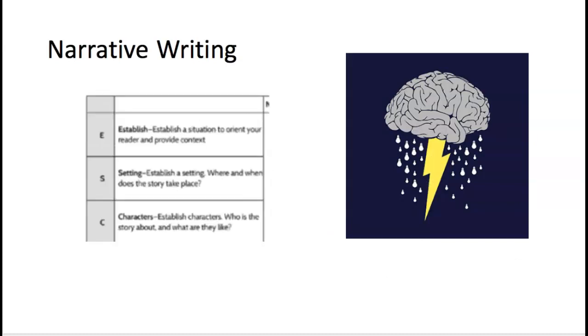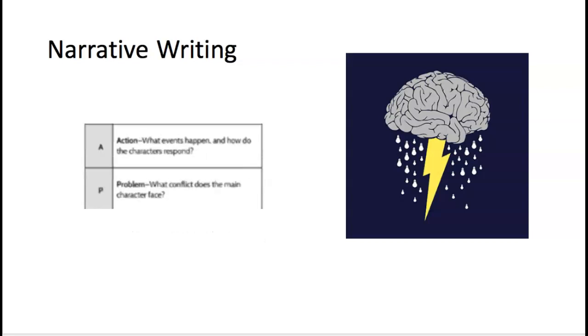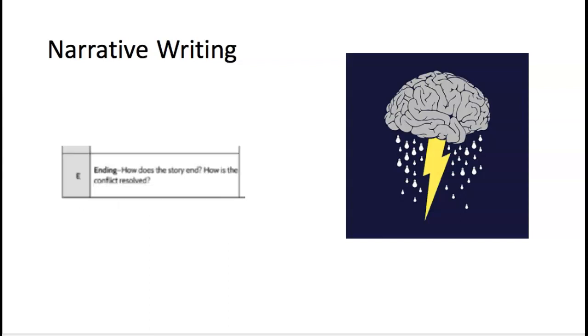So I want you to pause the video as you think about the situation, setting, and characters in your story. Brainstorm. Write them down. Now let's brainstorm and think about what's the action, what events are going to happen, and how do the characters respond? What's the problem or the conflict at the end? And then pause the video and brainstorm. And last but not least, what's the ending? How does the story end? How is the conflict resolved?